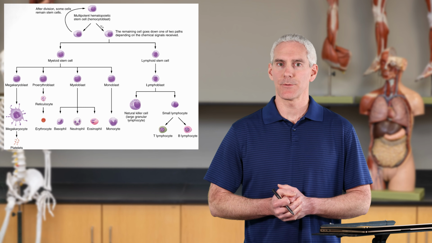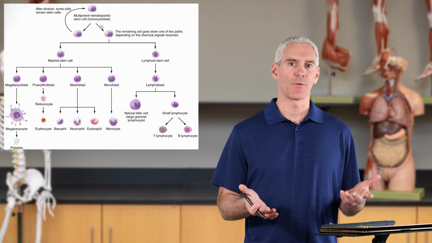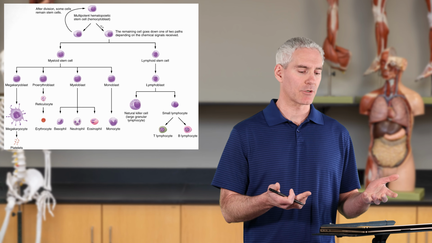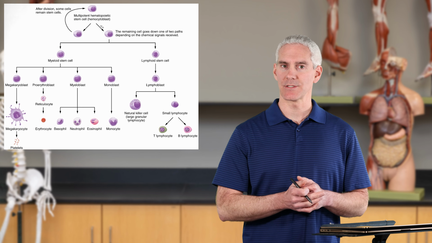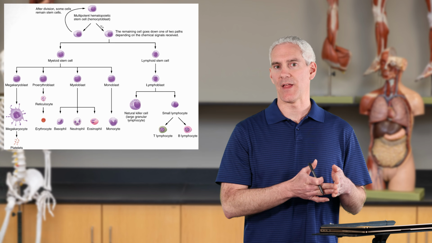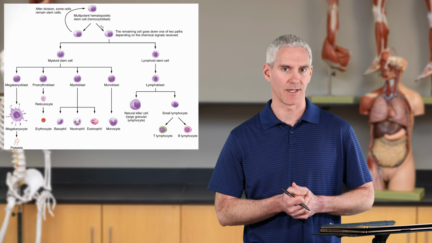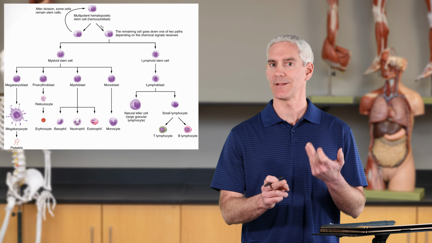So we have these different pathways. We now know that the white blood cell can come from one pathway through the lymphocyte, one pathway to the monocyte, or one pathway that gives all three of the granulocytes: neutrophil, basophil, eosinophil.